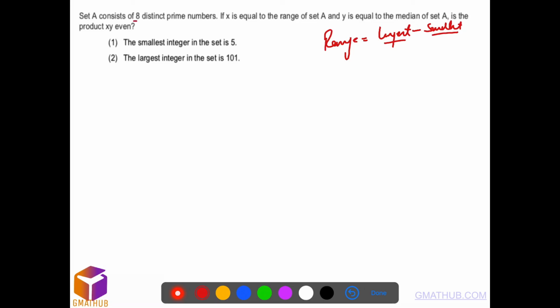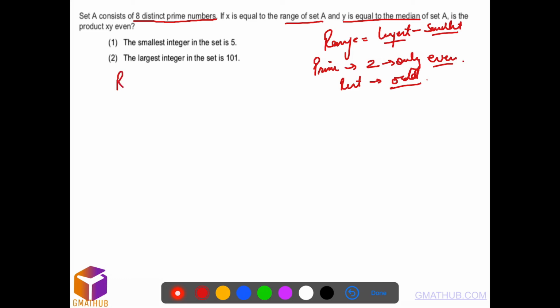Set A consists of 8 distinct prime numbers. So when it comes to prime numbers, 2 is the only even prime number. Rest all prime numbers are odd. So x is equal to range and y is equal to median. Is range into median even? That's what we are checking.